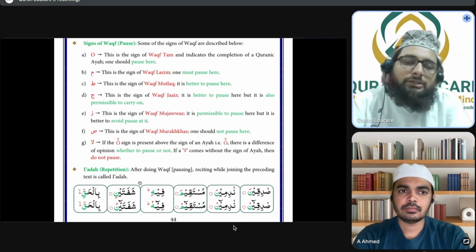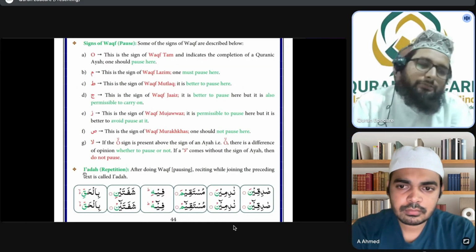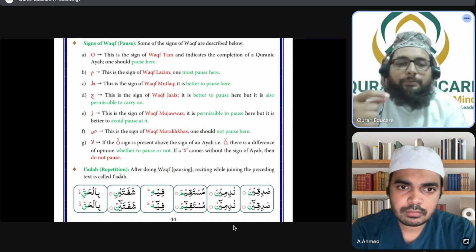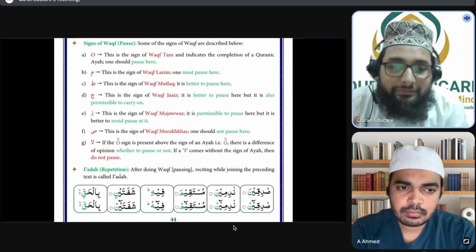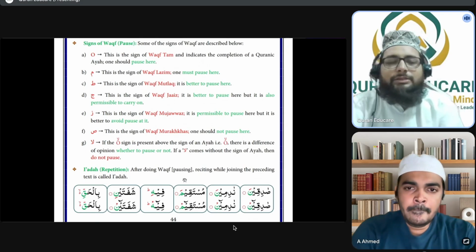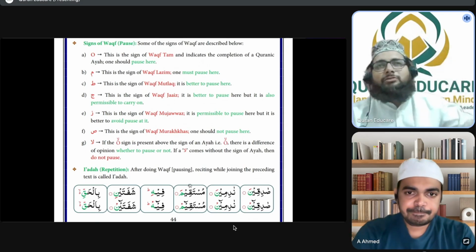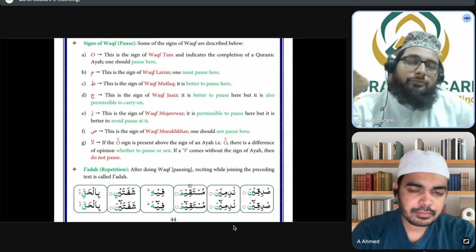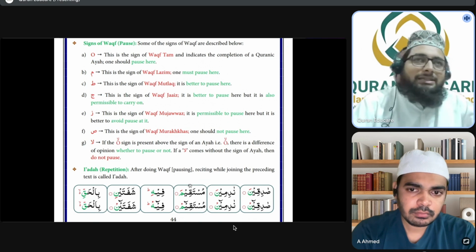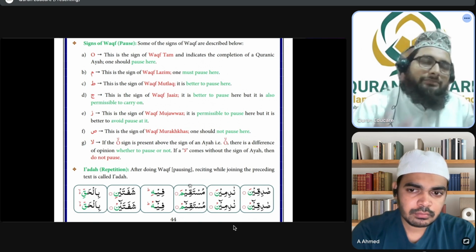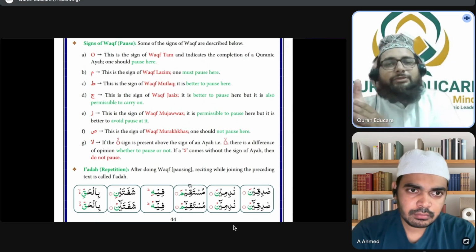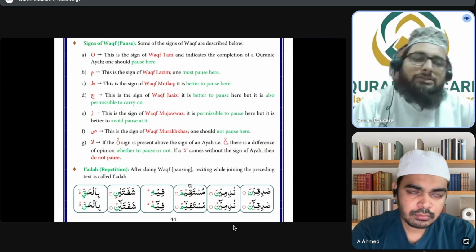Okay, one more term is there. It's very important. Iada. Iada means repetition. After doing waqf, pausing, reciting while joining the preceding text is called iada. What does that mean? Like the verse is very long and I can't read the full verse in one breath. So there is an option. I can pause at any place like a waqf, and then I will read the previous word and continue reading. That is called iada.